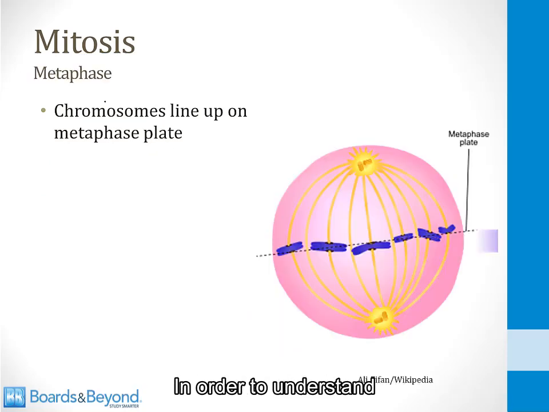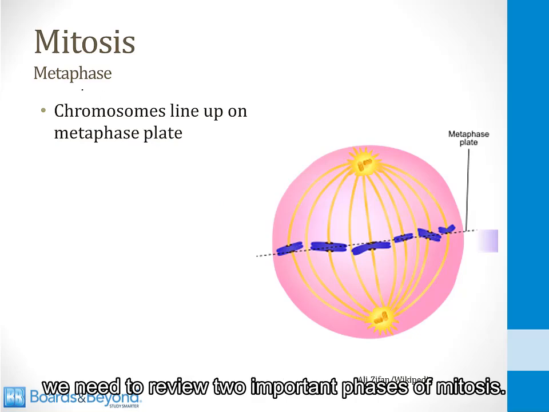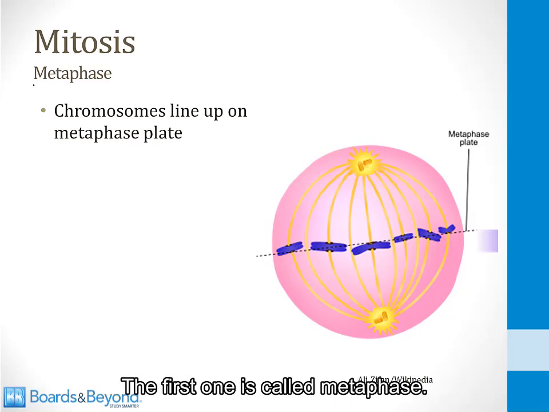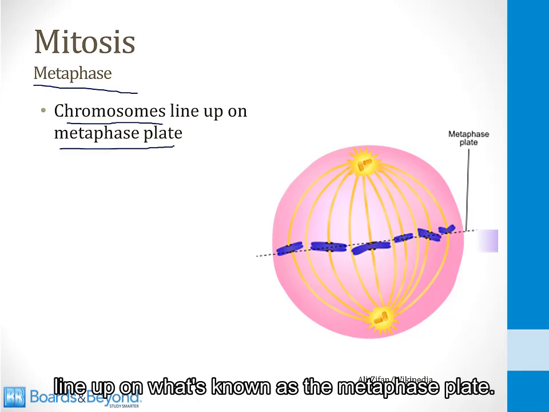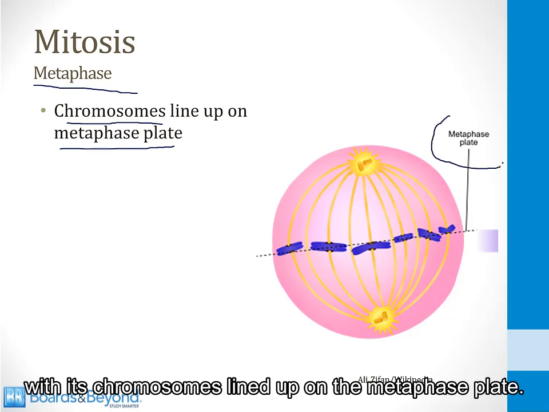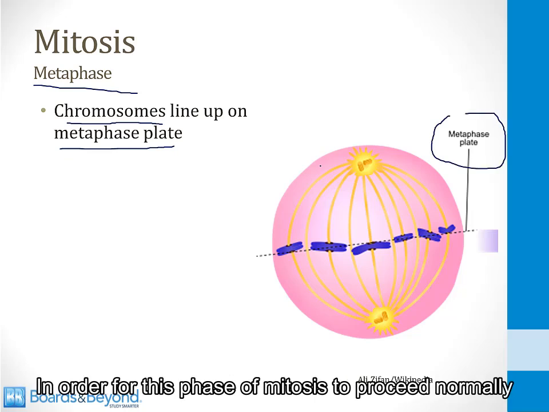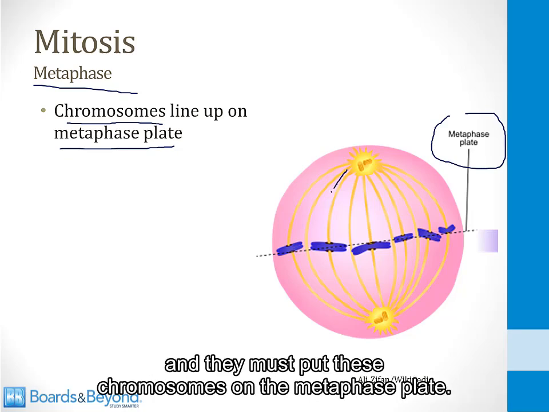In order to understand how the microtubule inhibitor drugs work, we need to review two important phases of mitosis. The first one is called metaphase. In metaphase, the chromosomes of a dividing cell line up on what's known as the metaphase plate. This is a drawing of a cell with its chromosomes lined up on the metaphase plate. In order for this phase of mitosis to proceed normally, microtubules are very important. They must put these chromosomes on the metaphase plate.